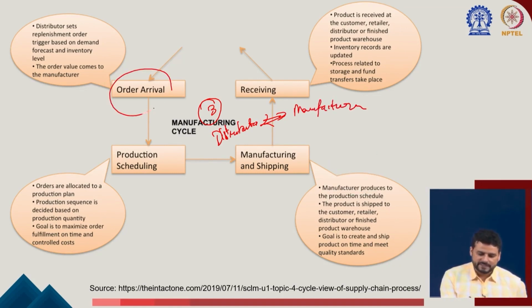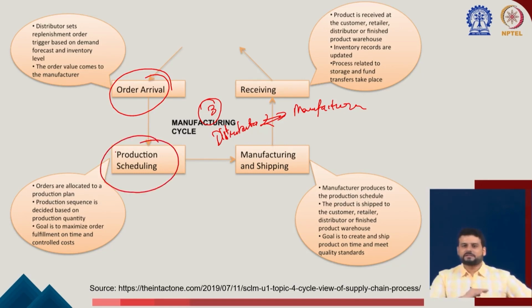So again, an order has arrived from the distributor, then what will the production unit do? They will schedule the production for different models, different products, different varieties they have, right? So they will schedule the production, meaning what type of different products they are making, how much lot of each product is required. Accordingly, they are going to place the order with the vendors, right?